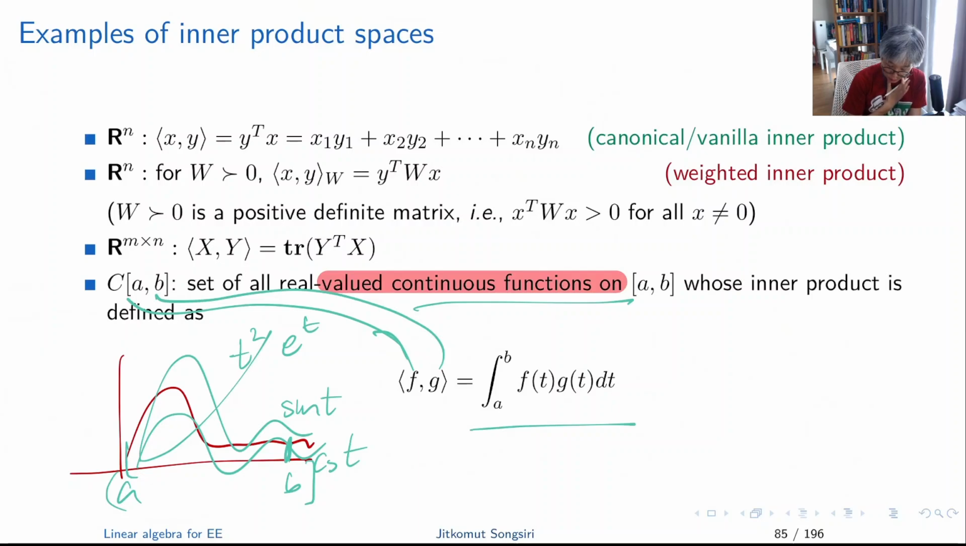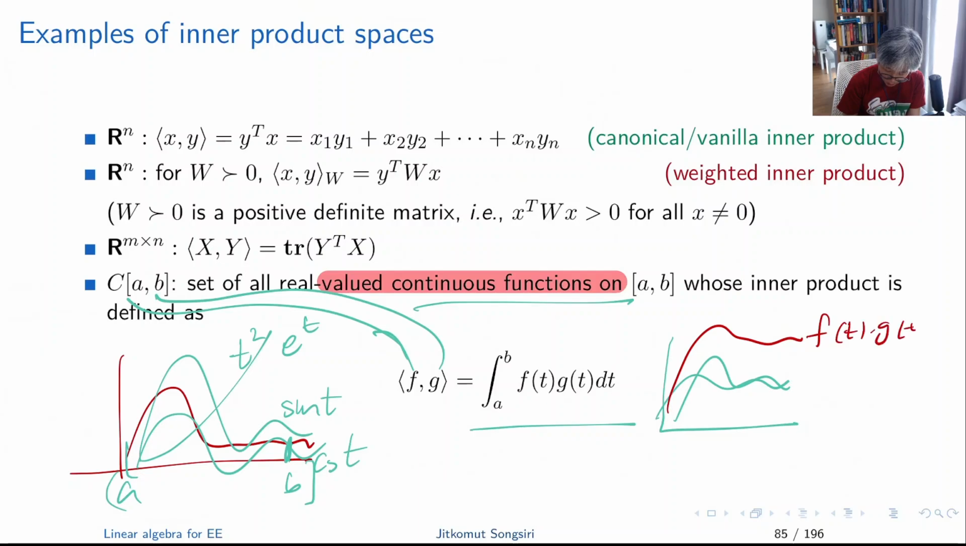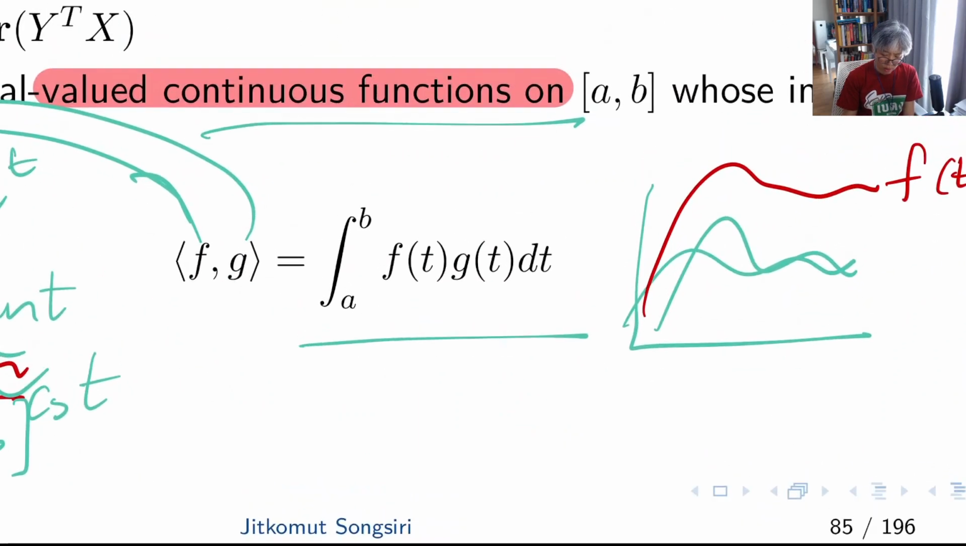To measure a relationship between these two, I'm going to multiply the two functions, which becomes f(t) times g(t), and then integrate. I'm going to take the area under the product of f and g. You can also show the same properties in the same way.